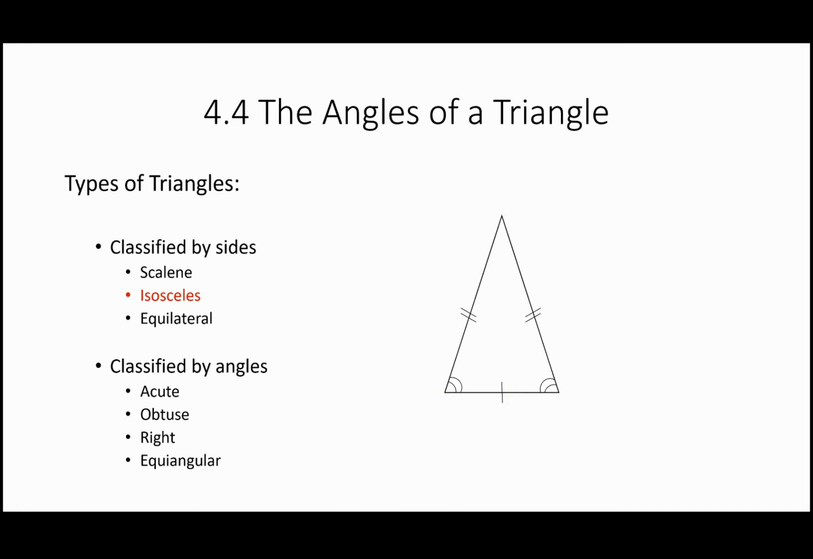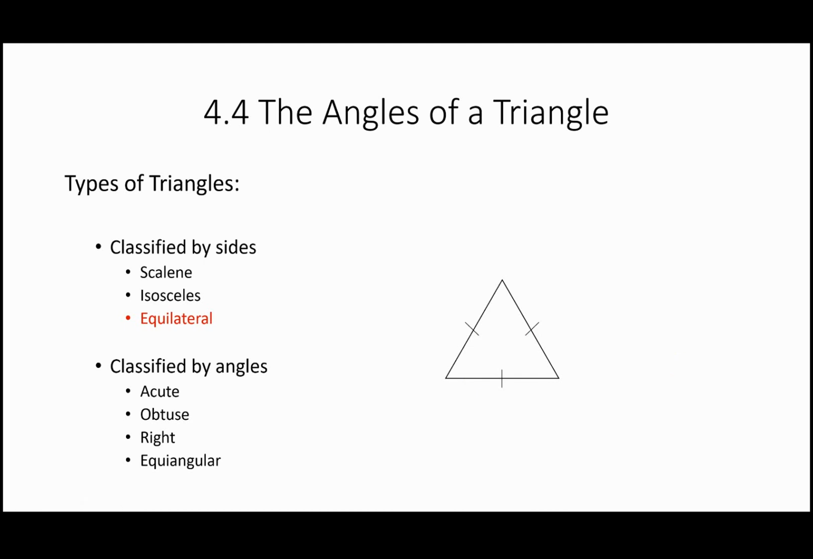Lastly, if all three edges are congruent to each other, we have what's called an equilateral triangle. Notice the tick mark notation here. Each of the three edges has exactly one tick mark, and that means they're all the same length and therefore congruent to each other.